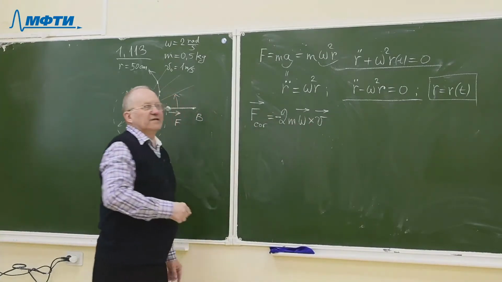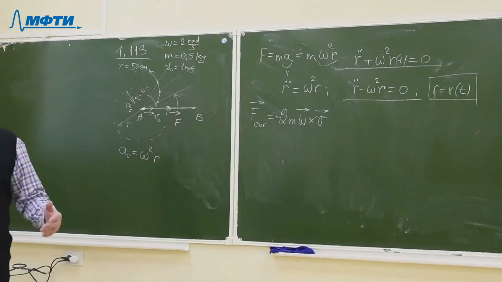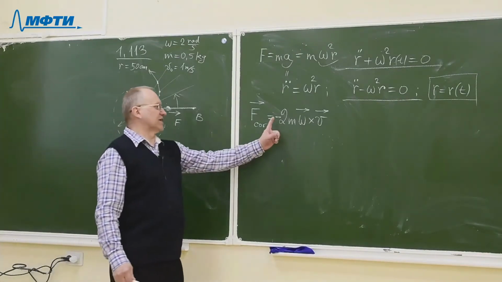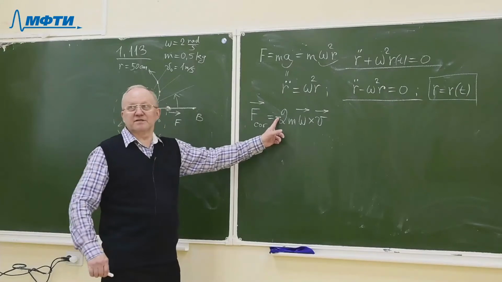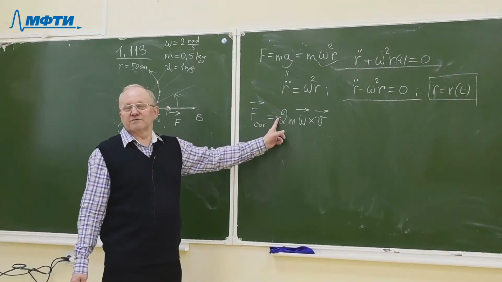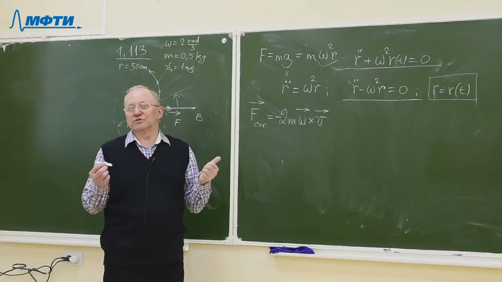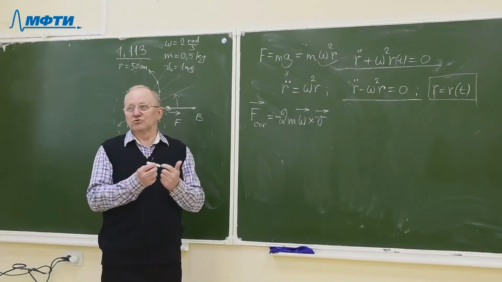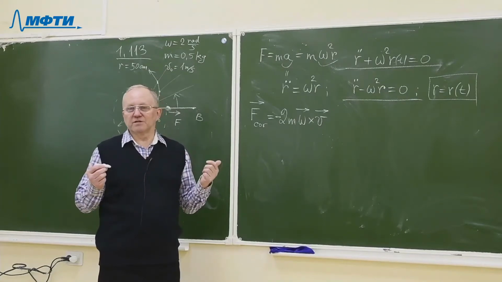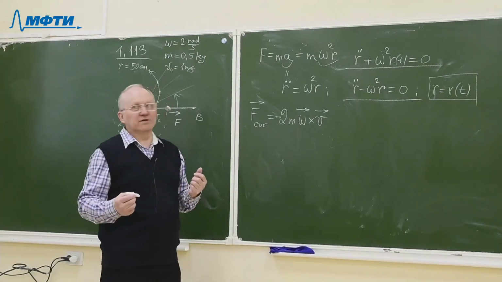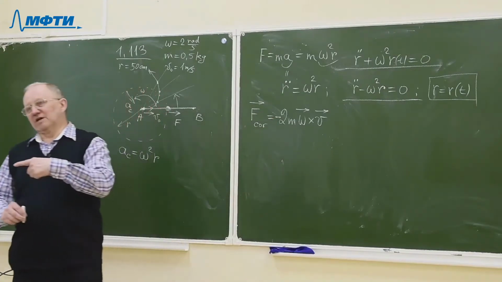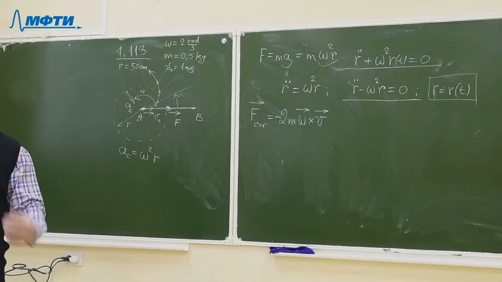Which formula you are interested in depends on the particular situation. Whatever sign you have to choose here, plus or minus, it depends upon what force you consider. There are two forces according to Newton's third law. Two equal forces, equal in magnitude but oppositely directed. Which force you want to find will define the sign here. Plus sign for one force and minus sign for another force.